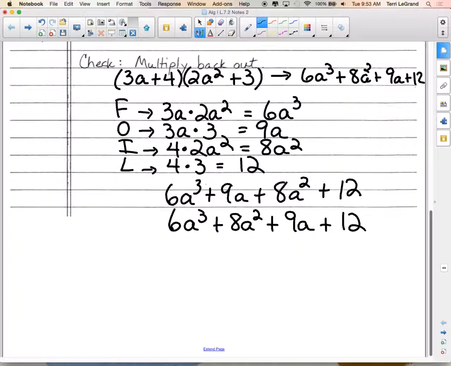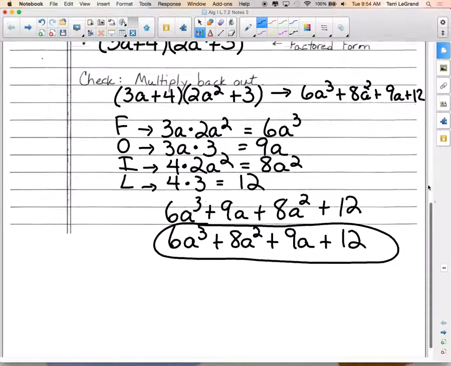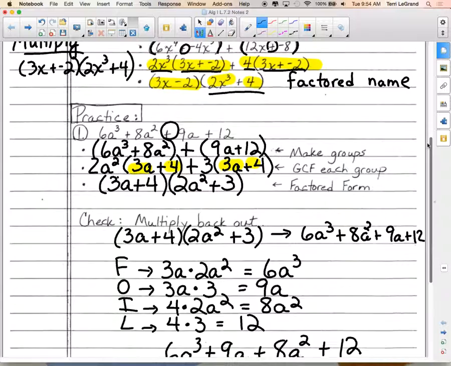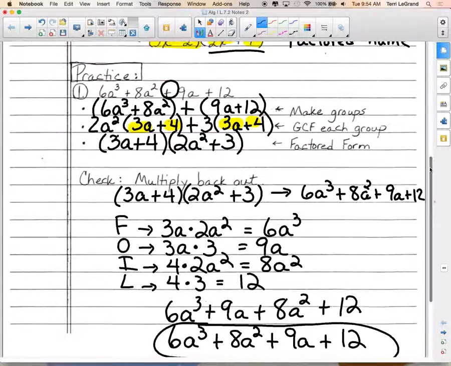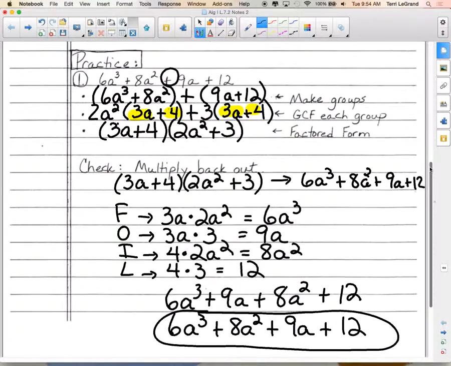You can use FOIL, use the rectangle method, use distributive property, but show the four multiplications, okay? Do not leave the four multiplications in your rectangle or in your FOIL and not bring them all together like I did right here. Eventually I said, here is my polynomial. Now I'm going to go back and say, does it match the polynomial that we started with? And it does: 6a cubed plus 8a squared plus 9a plus 12.